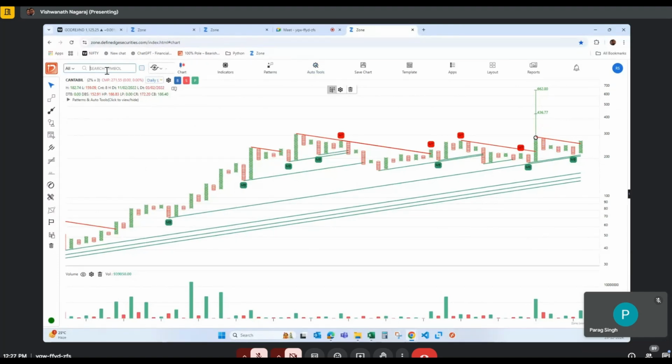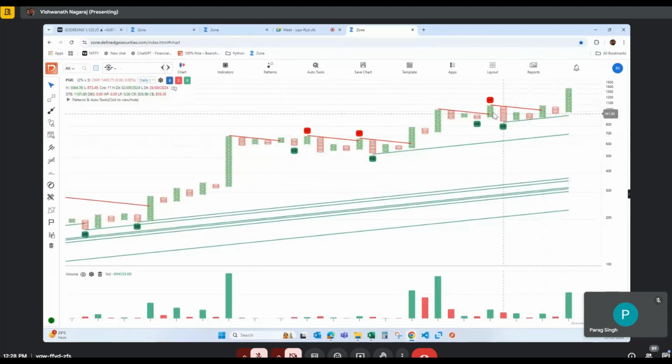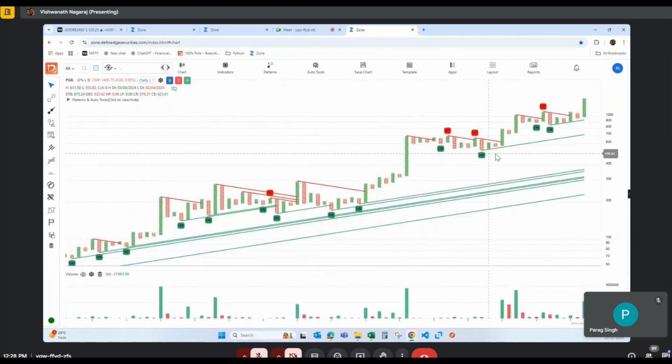Then you have PGIL, same. It's a nice 45-degree breakout, and then it's broken out again with good volumes. Every time it has come with a good anchor column, it has come out well. Arvind at 3% as well.